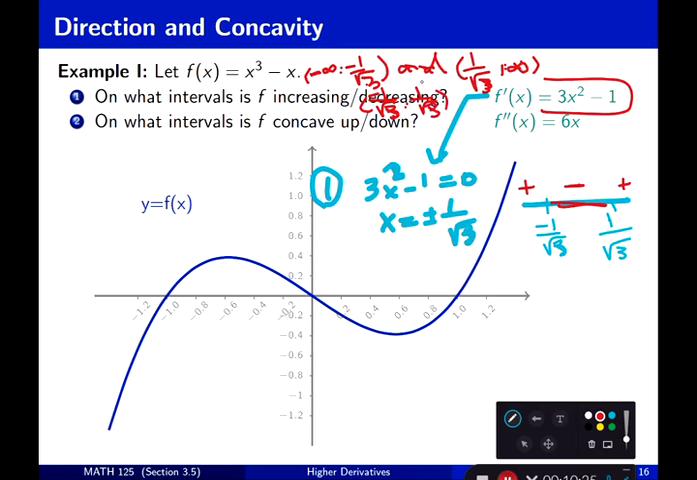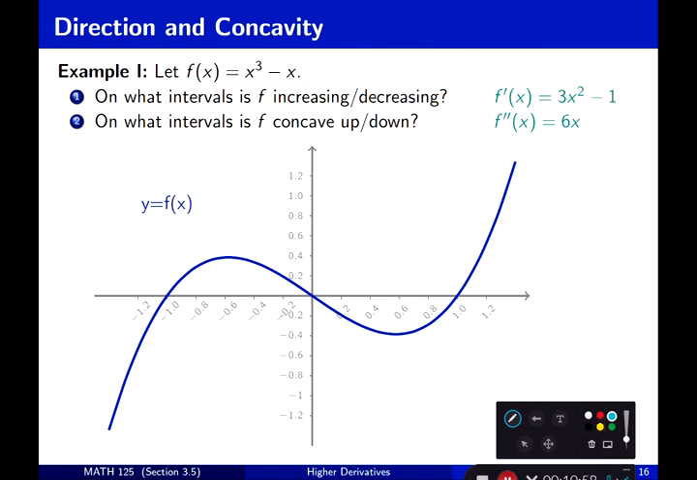How about the one with the concavity? Here, the second derivative only has one zero, x equal to 0. And that means that if I draw at 0, it's 0, and anything at 6x is positive after that, negative before that. So from 0 to infinity, concave up. From negative infinity to 0, concave down.